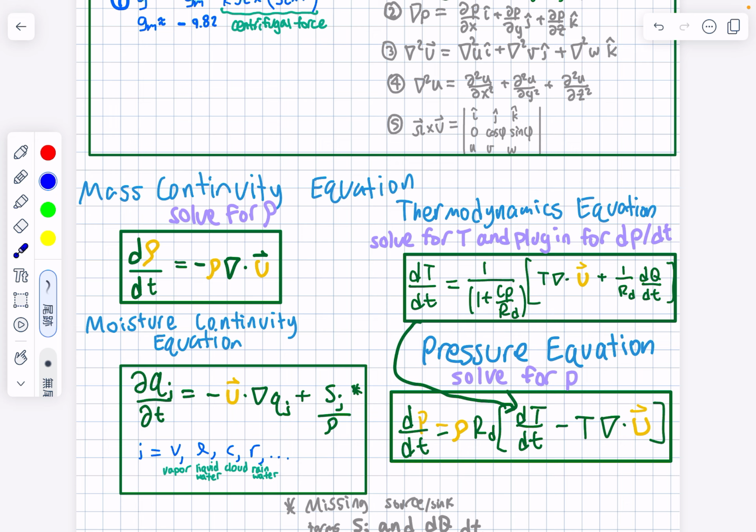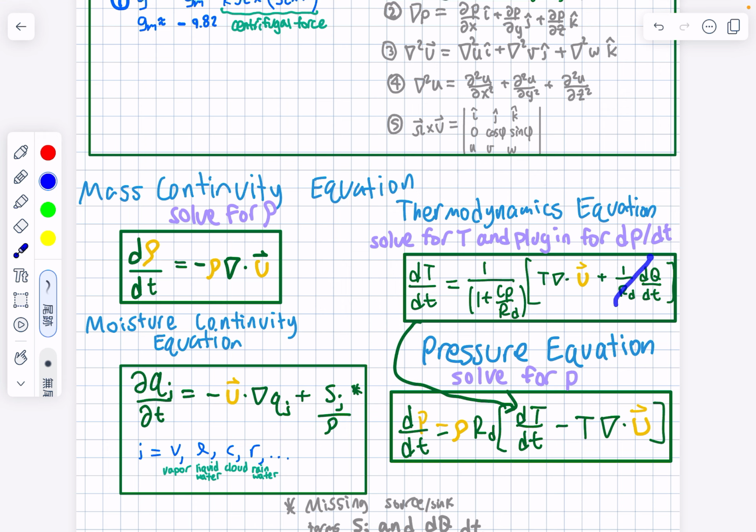So we use the thermodynamics equation. For that equation, we just need the current temperature, current velocity, and we need to make a parameterization for dq/dt. And that is extremely complicated.